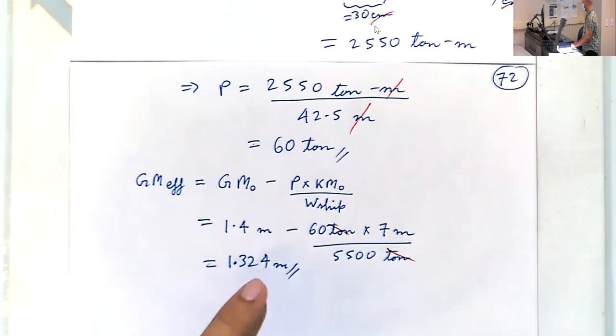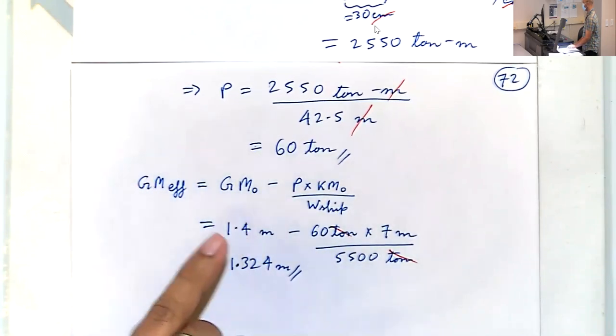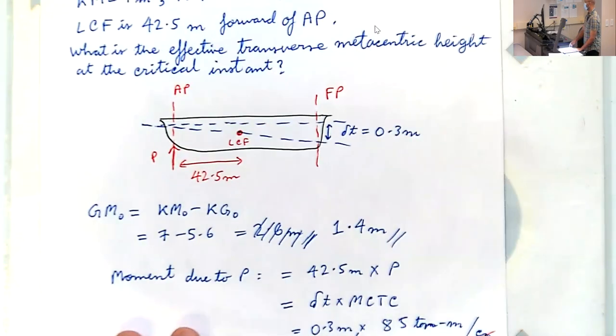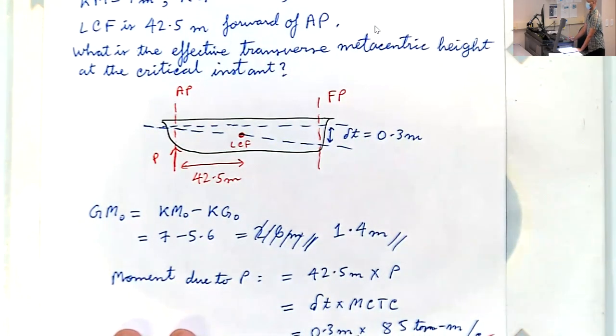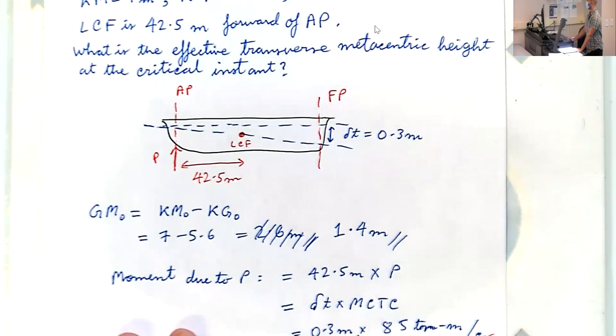If you got your GM effective to be negative, what would you suggest to the captain of the ship? No dry docking for you, no maintenance, go home. Get rid of what? Unload weight. What if you don't unload weight, but just redistribute it? How would you redistribute it?